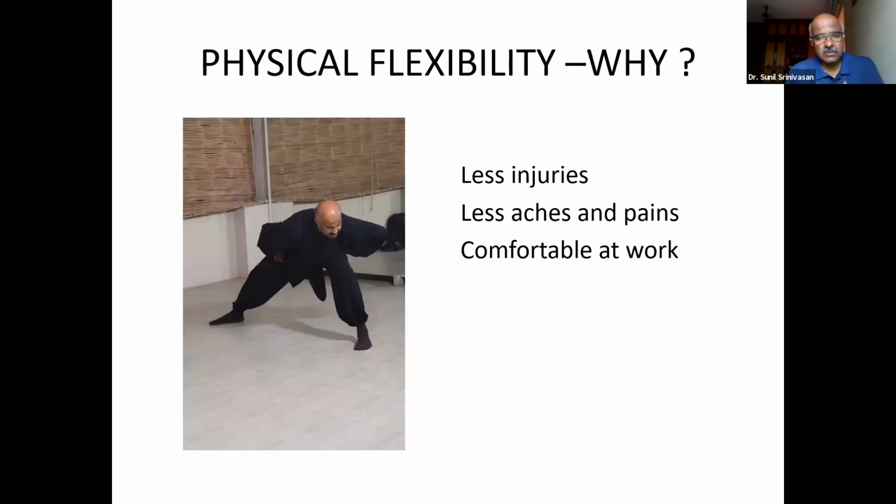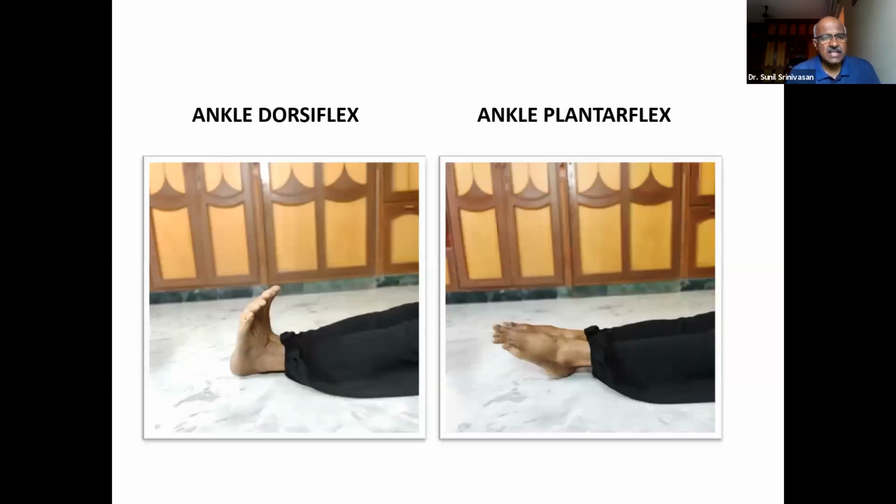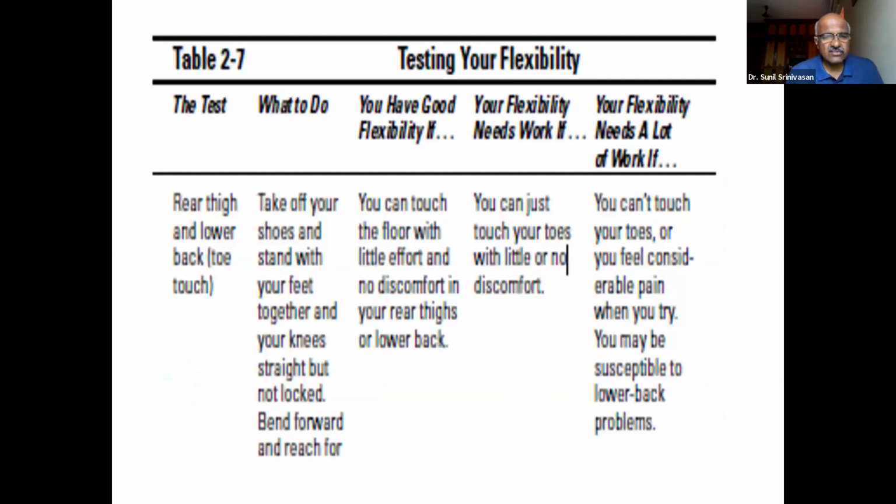Next we come to physical flexibility. The more flexible you are, the fewer aches and pains. That bald-headed guy is me. And this is how you test your flexibility. For shoulders, you can clasp your hands behind the back. For the spine, see if you can touch the floor without bending your knees. For ankles, if you can take it through an arc from 180 to 70, I think you're good enough. And again, you can check from the tables.